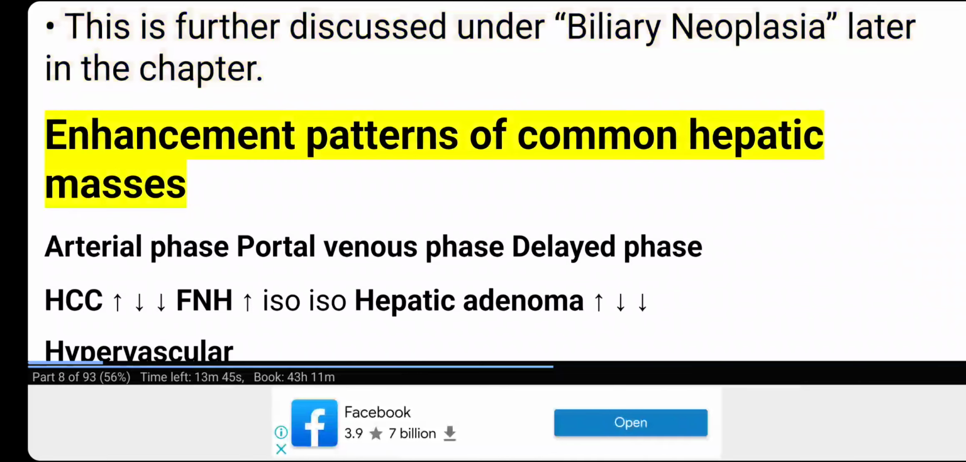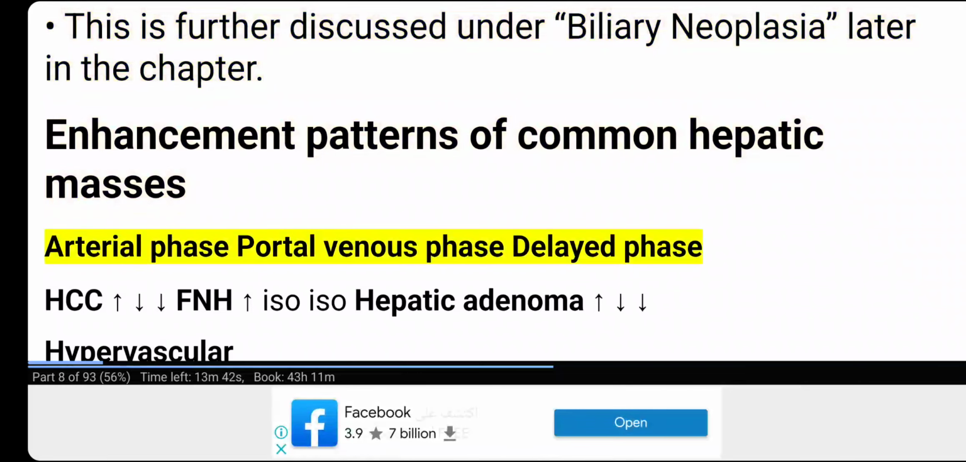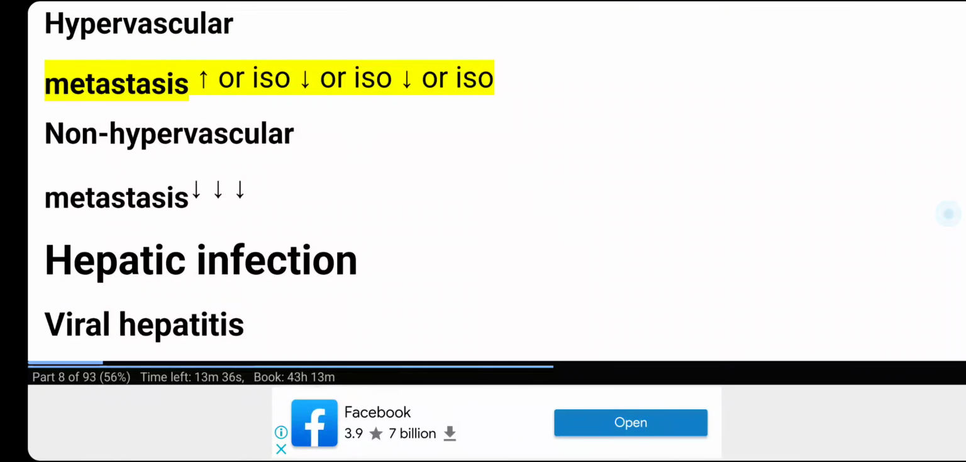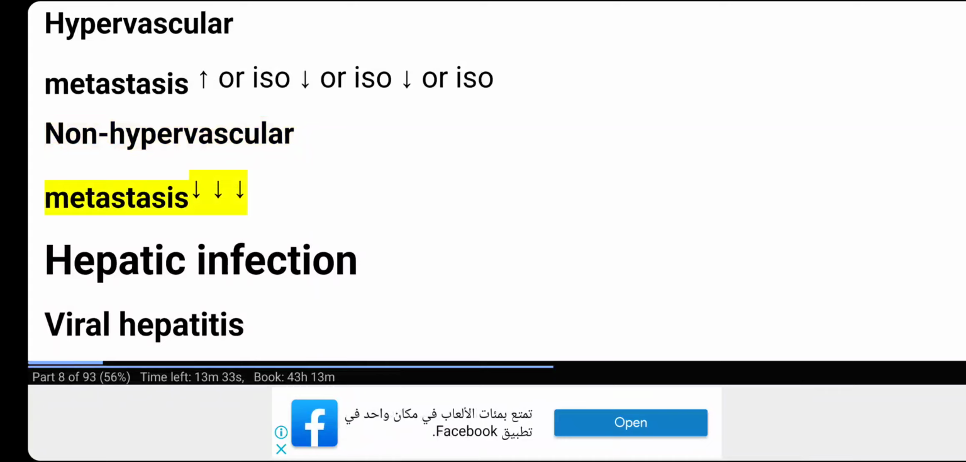Enhancement patterns of common hepatic masses. Arterial phase, portal venous phase, delayed phase. HCC: up arrow, down arrow, down arrow. FNH: up arrow, iso, iso. Hepatic adenoma: up arrow, down arrow, down arrow. Hypervascular metastasis: up arrow, or iso, down arrow or iso, down arrow or iso. Non-hypervascular metastasis: down arrow, down arrow, down arrow.